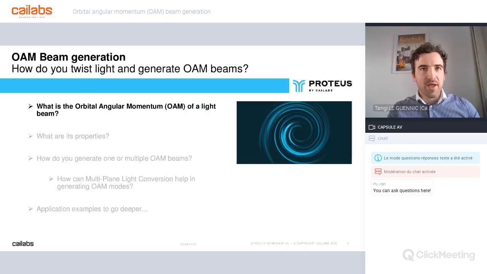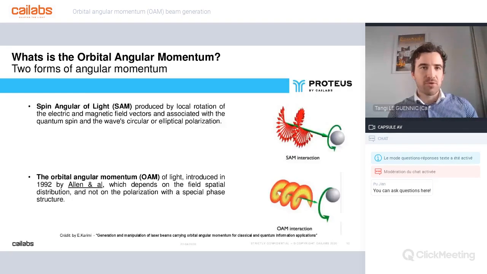So what is an OAM, an orbital angular momentum? The angular momentum is something related to rotation. Any rotating object can produce angular momentum. For light, we can consider two forms of angular momentum. The first one is the spin carried by photon particles. It's produced by the local rotation of electric and magnetic field vectors. For circularly polarized light, this rotation produces the spin of light.